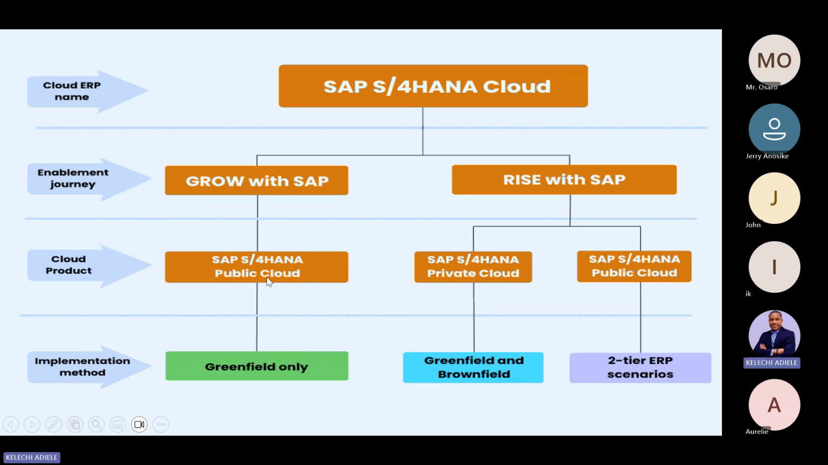For SAP S/4HANA Public Cloud, the implementation method is Greenfield only. We're going to learn what Greenfield and Brownfield are when we come into the IT space. For SAP S/4HANA Private Cloud, we have Greenfield and Brownfield. Then for SAP S/4HANA Public Cloud, we have two-tier ERP scenarios.